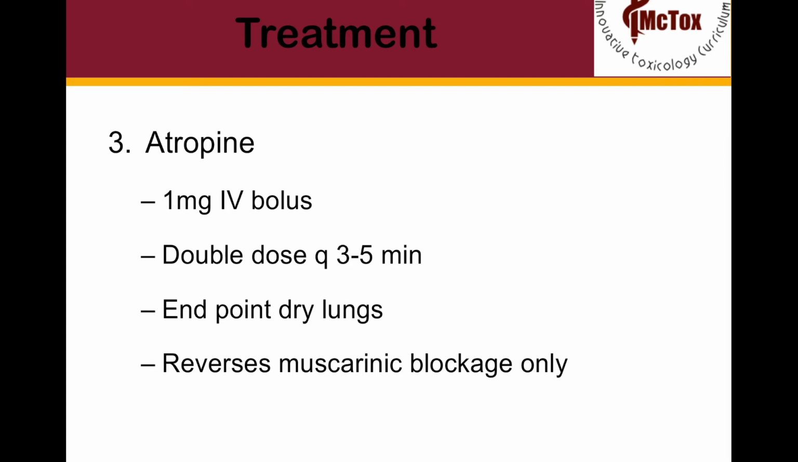Atropine should be given as an IV bolus every 3 to 5 minutes, doubling the dose each time. The endpoint is a chest clear from secretions. It should be noted that atropine reverses only the peripheral muscarinic effect, not the nicotinic effects of cholinergic toxins.